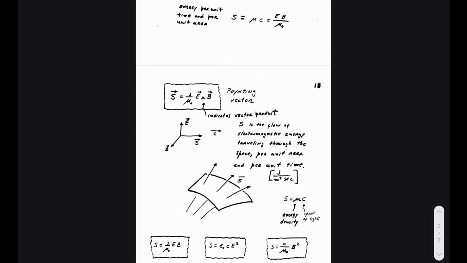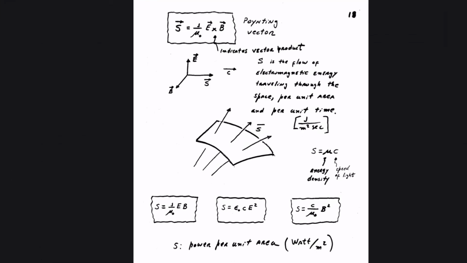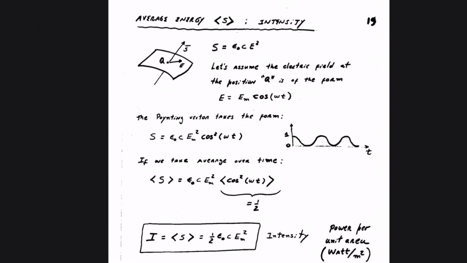And if we put different expressions of the energy density in this equation, we get different expressions for this S, which is just the magnitude of this Poynting vector. We can call this S to be simply power per unit area. Now we can also define a term which is known as the intensity of the electromagnetic wave to be equal to the average power per unit area. So let us find out the expression for this intensity.